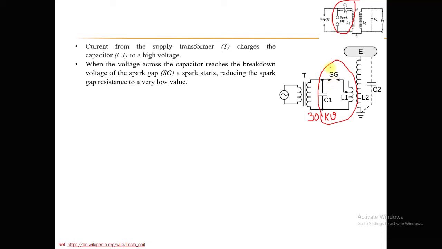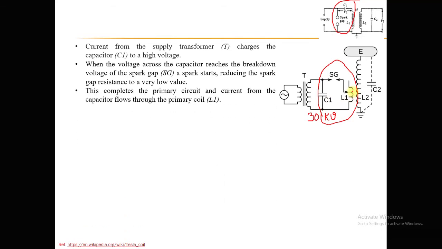So when I'm keeping it as 1 centimeter, and when the capacitor charges to a voltage level of 30 kV, it will be automatically triggered. When the voltage across the capacitor reaches the breakdown voltage of the spark gap, the spark is initiated, which closes the switch and puts C1 in parallel with L1.